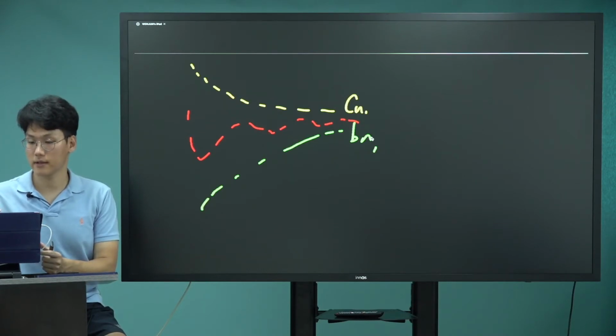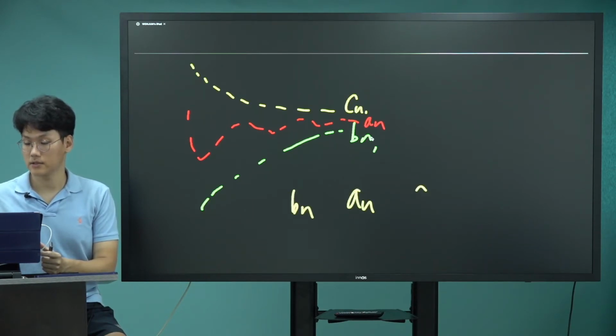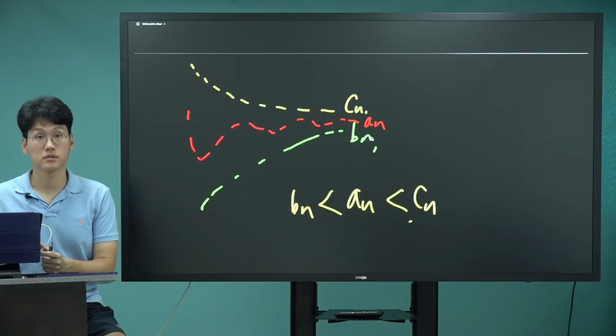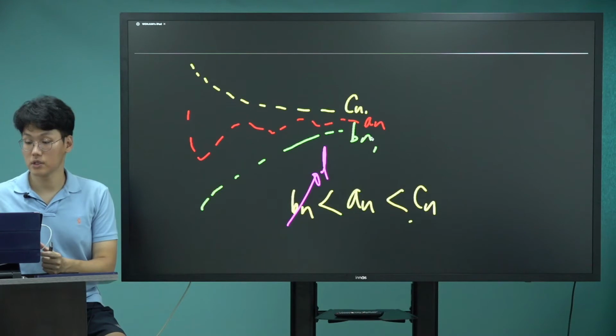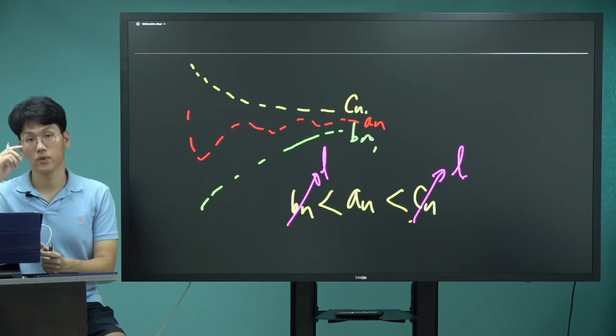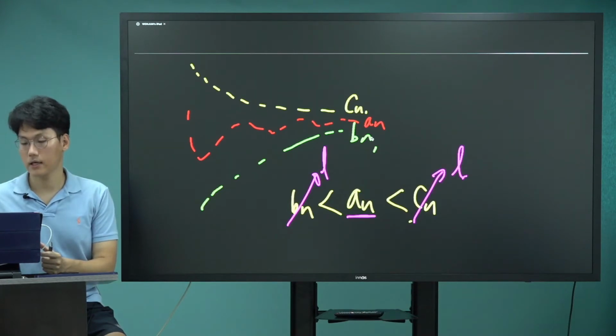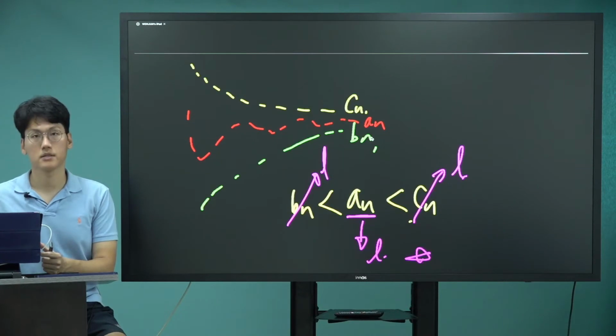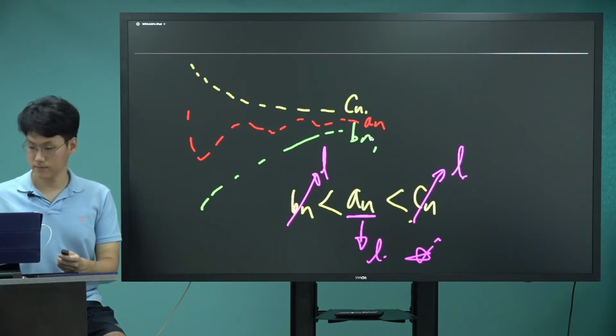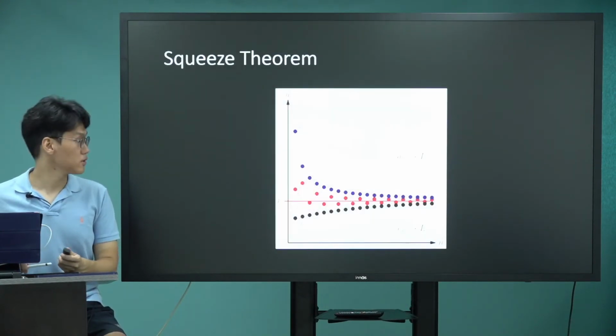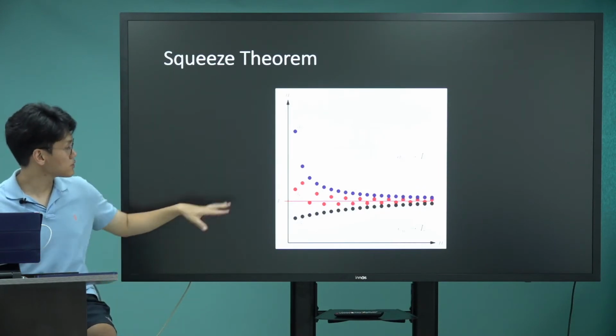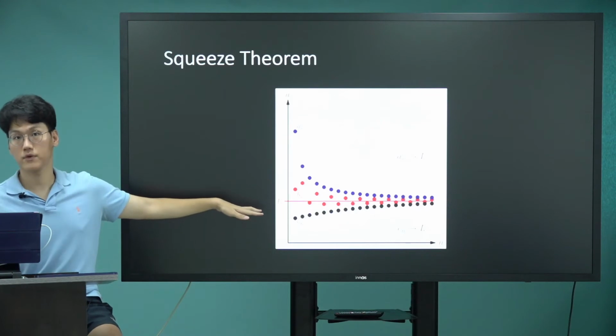So suppose I have the following inequality: An, Bn, and Cn. It's bounded. However, if the upper and lower bounds converge to an equal limit, then An also needs to converge, by the squeeze theorem. You don't need to prove it. Proving will happen in college. So that's the visualization of the behavior of the squeeze theorem.